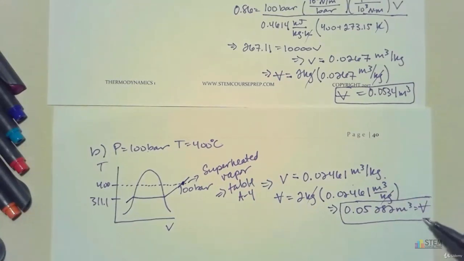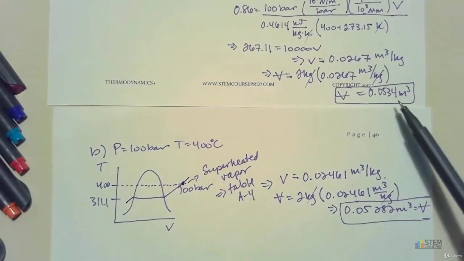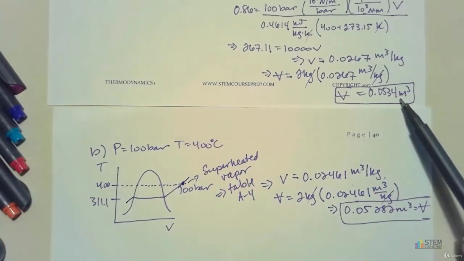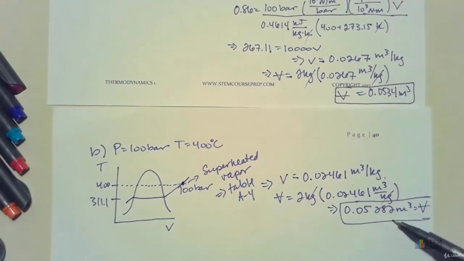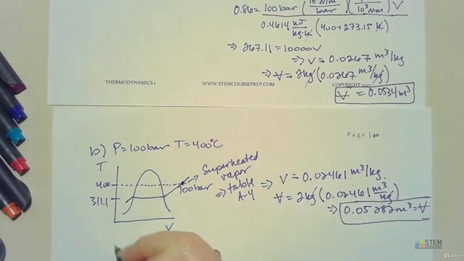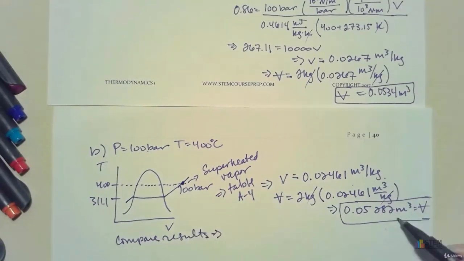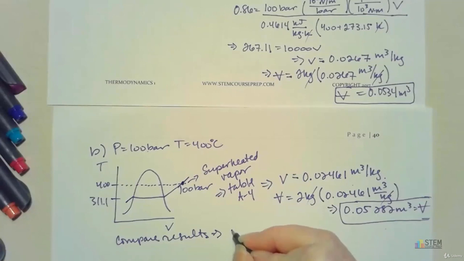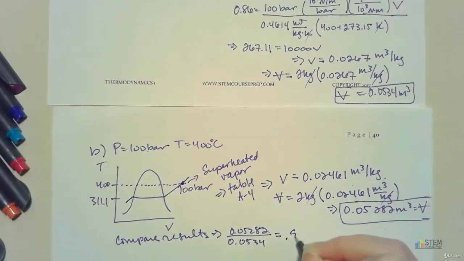Now obviously this is going to be a little more accurate than this one, because here we kind of had to guess at what Z was. We did some approximating. All right, so this is going to have less error in it. Now if we compare the results, let's just put this over this. We get 0.05282 over 0.0534. That equals 0.989.